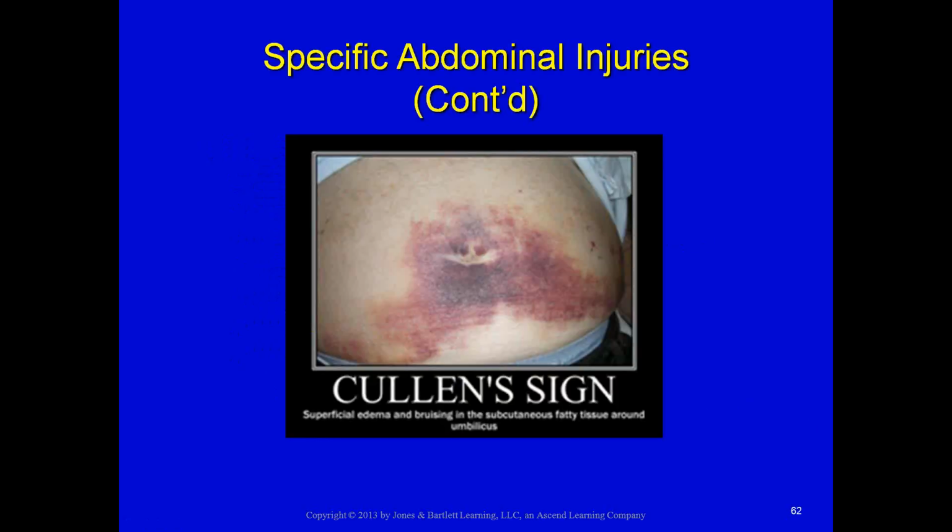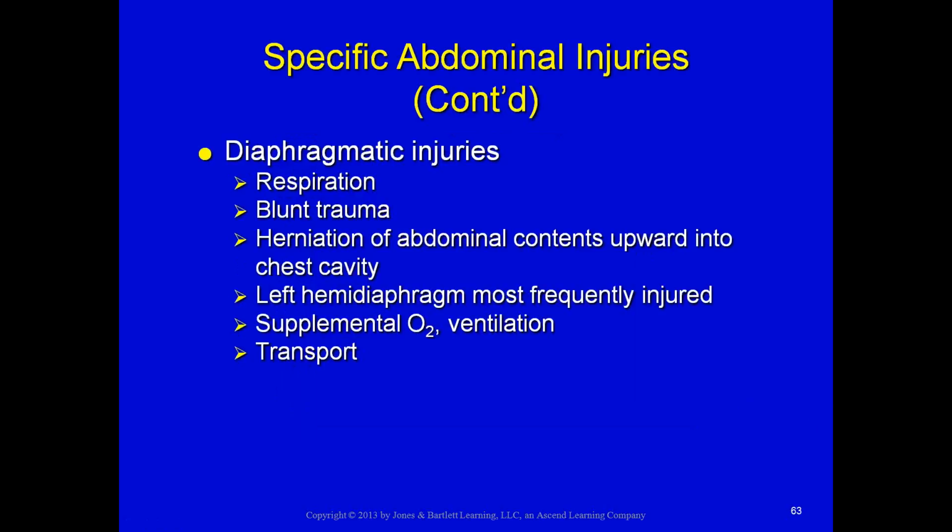Here is Cullen's sign. Cullen's sign is a superficial edema and bruising, particularly around the umbilicus, and that's an indication of internal hemorrhage. And you'll see this with seatbelt trauma, in particular when they wear their seatbelt high above their pelvis. Diaphragmatic injuries occur as a result of compression of the abdomen. The abdominal contents can be herniated into the chest cavity.